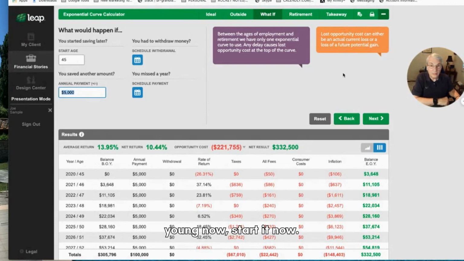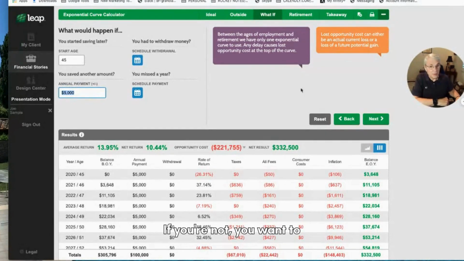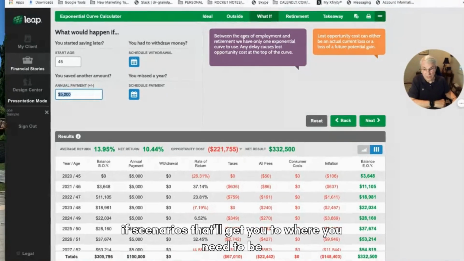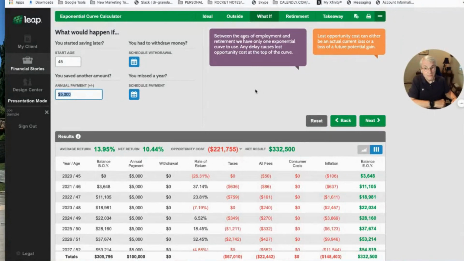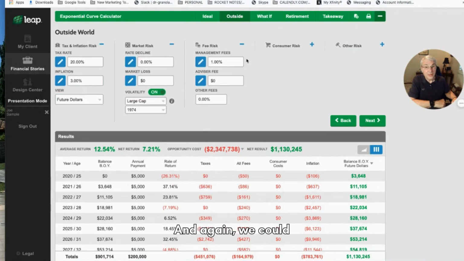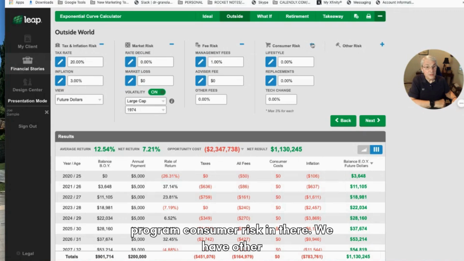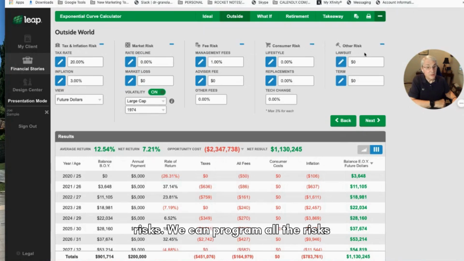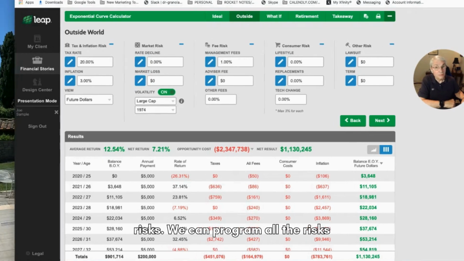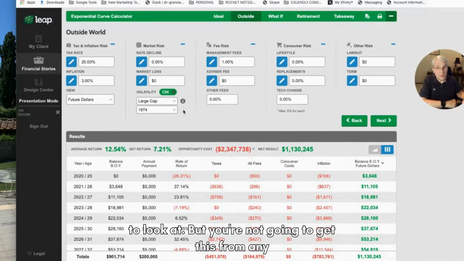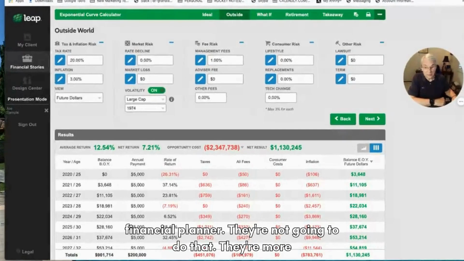If you're young now, start now. If you're not, you want to at least look at some what if scenarios that'll get you to where you need to be with all the unforeseen eroding factors. And again, we could program consumer risk in there. We have other risks. We can program all the risks to look at. But you're not going to get this from any financial planner. They're not going to do that.